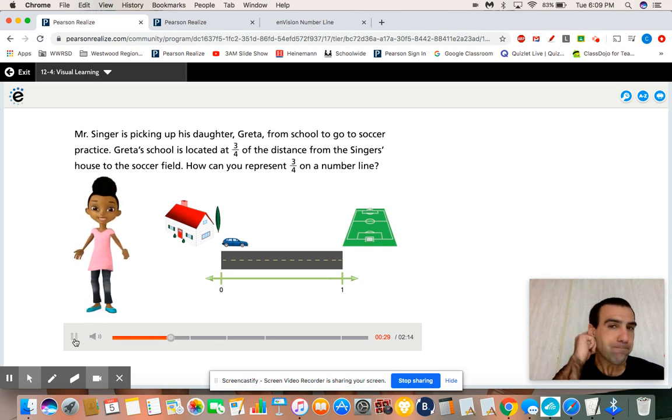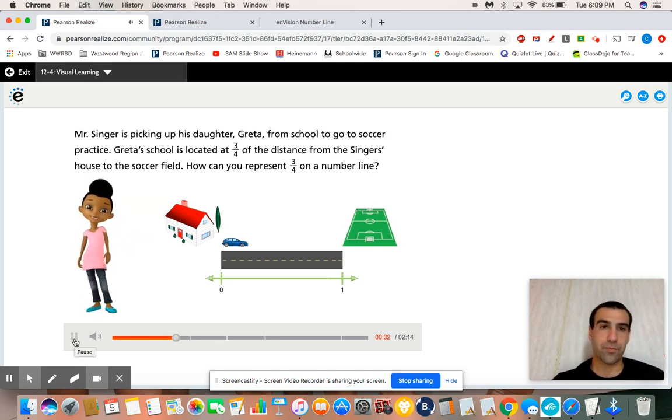All right. Every number on a number line represents a distance from 0.